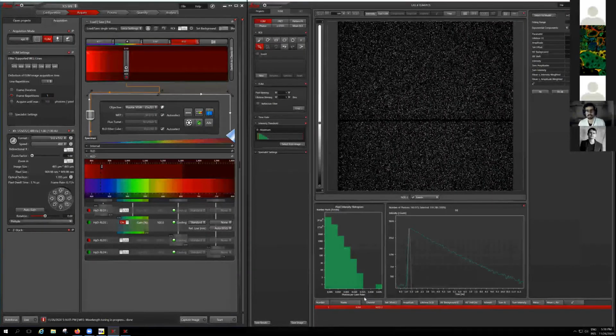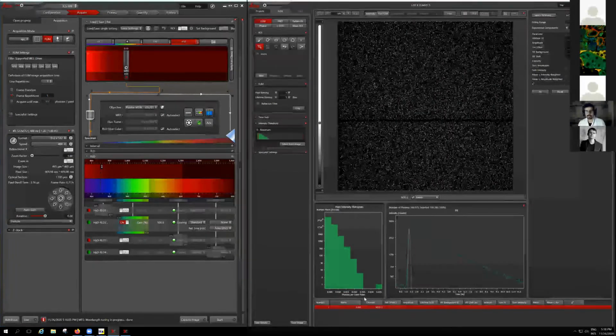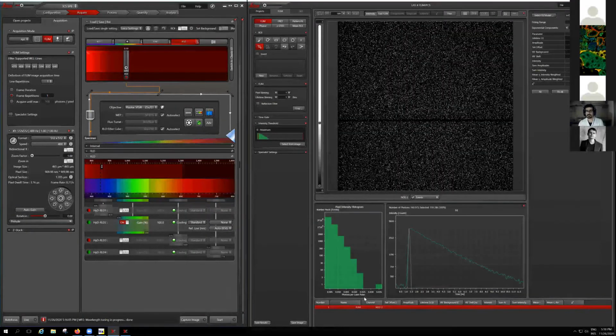It's actually suggesting that we can acquire, even though sometimes not recommended, more than 1 photon per pixel. So what I have as a sample is a 10 micromolar Alexa 425 solution.